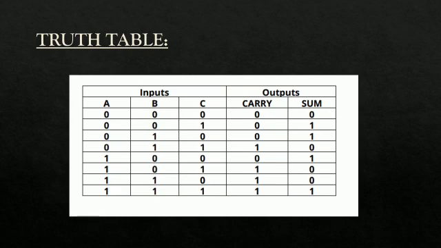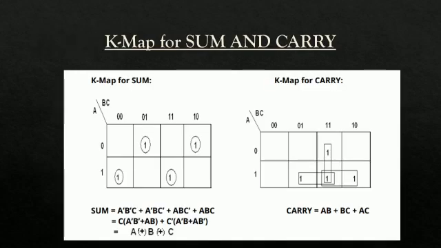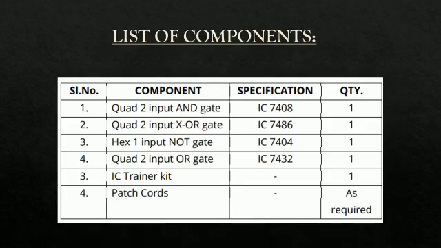So this is the circuit diagram for full adder, and the truth table is this. That is, in the input, if you give 0 0 0, in the output you will get carry as 0 and sum as 0. Likewise for the others. And this is the K-map for sum and carry in full adder. This is the same case as I told in half adder, and in the K-map for carry, you have to group the ones and you have to write the expression. And the next one is the list of components you will require if you are going to do full adder.